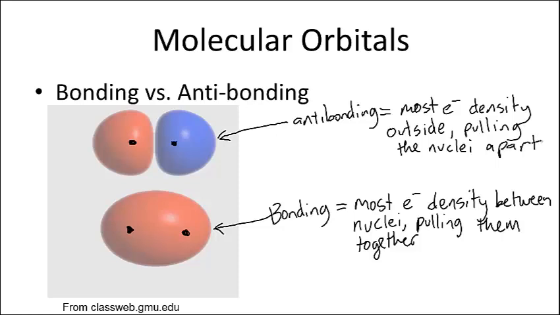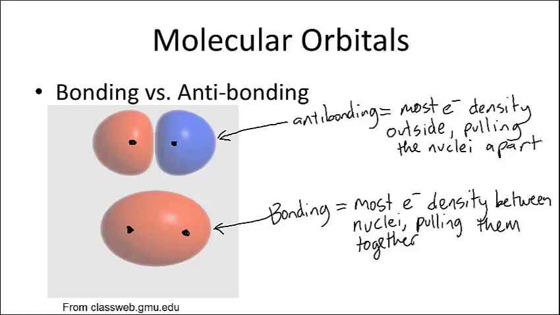So the name of the game, if you want to make bonds, is you need to put electrons into bonding orbitals and try not to put electrons into antibonding orbitals. More electrons in bonding orbitals will make a bond stronger. More electrons in antibonding orbitals will make a bond weaker.